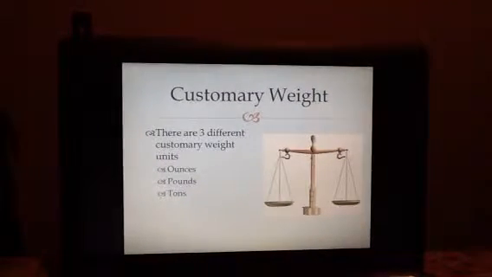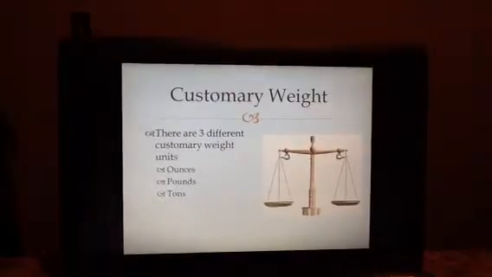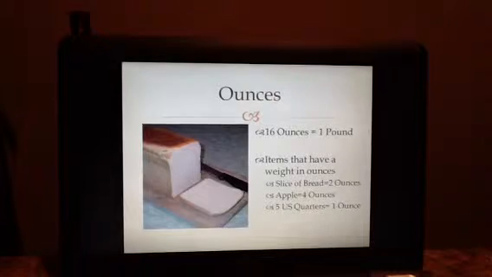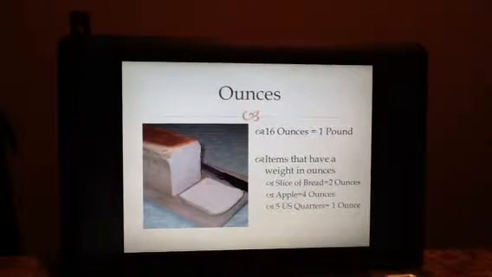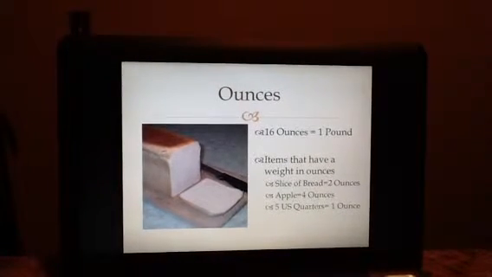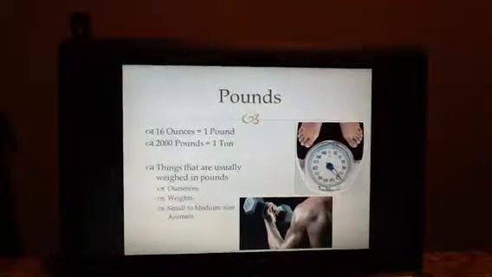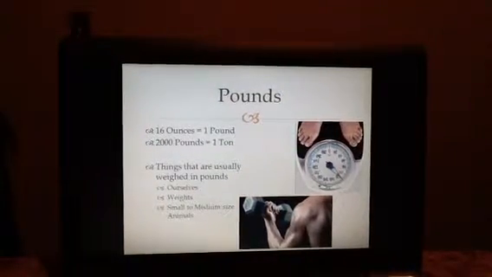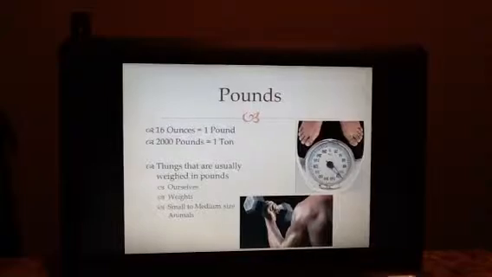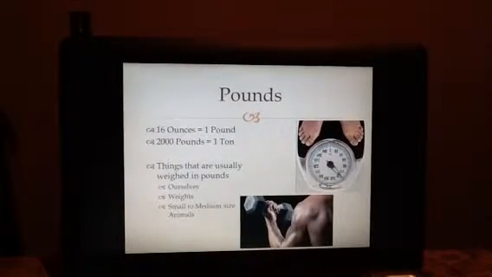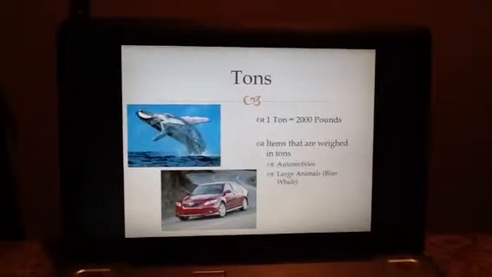Now that was length. Let's move on to weight here. There's only 3 things to weight. We start off with ounces. 16 ounces is 1 pound. Here's some items you would measure using ounces. Next one we go to is pounds. Once again, conversions, and then things that we use to measure in pounds, such as ourselves, like dumbbells and stuff when we're working out. And then the big one, tons, such as cars and whales, and then the conversion, 1 ton being 2,000 pounds.